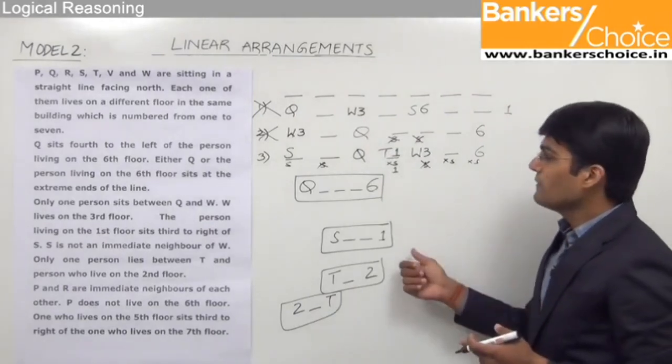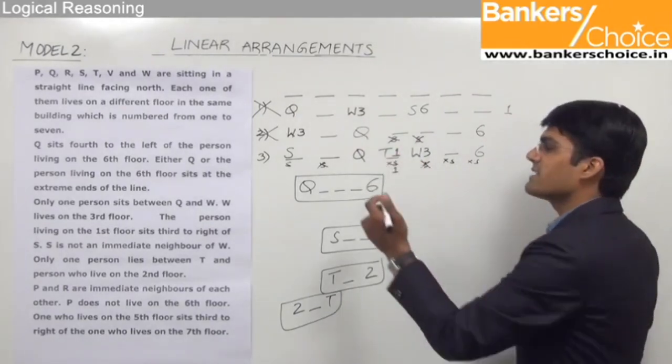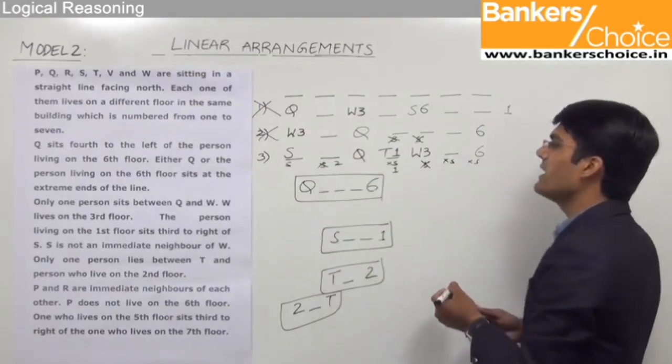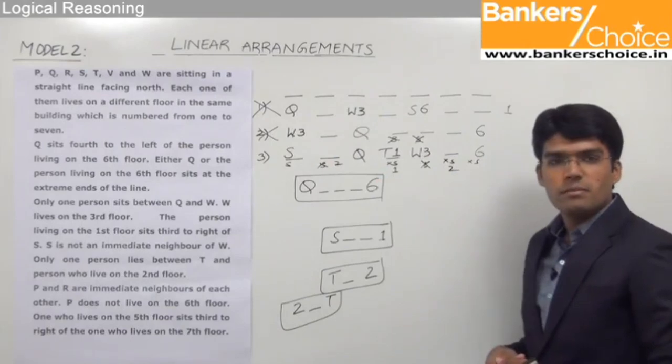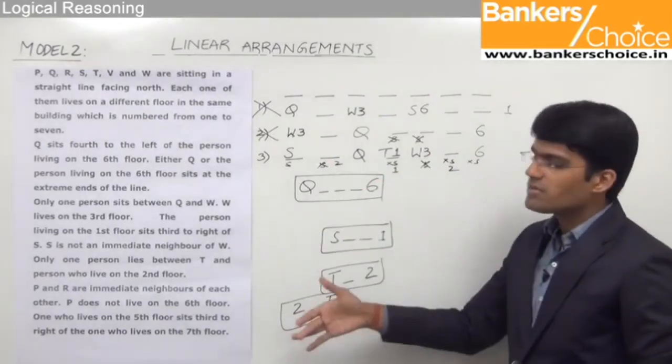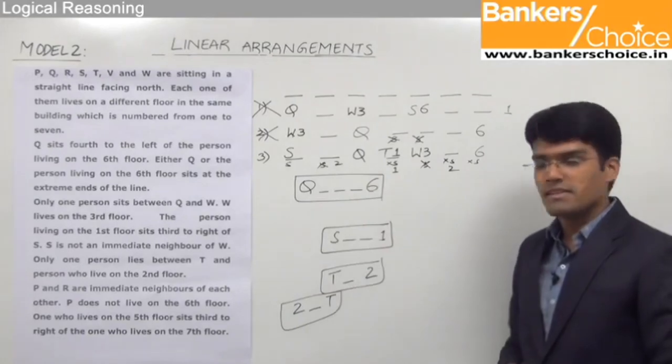But then the 2nd floor person can come in both the positions, which is not fixed yet. So let us take the 2nd floor person either on this side or on this side. To find out the exact position of the person who lives on 2nd floor, we need to just go through the remaining statements. So let us keep it as it is and now move to the next statement.